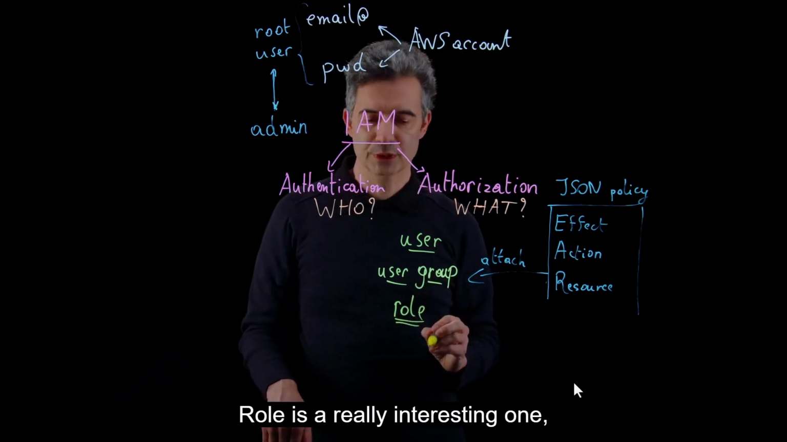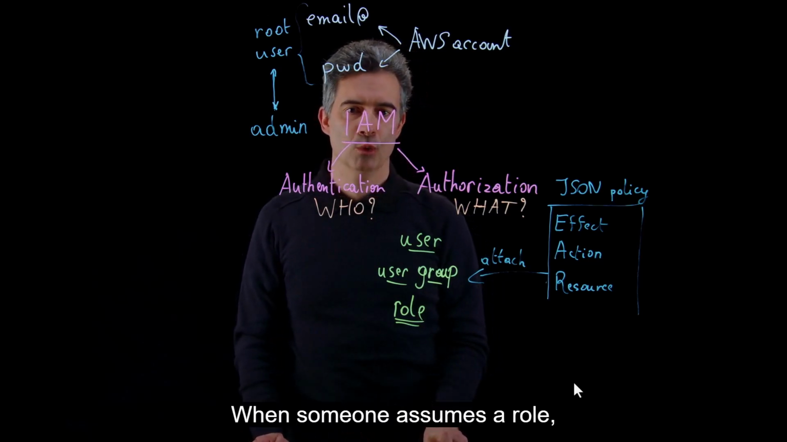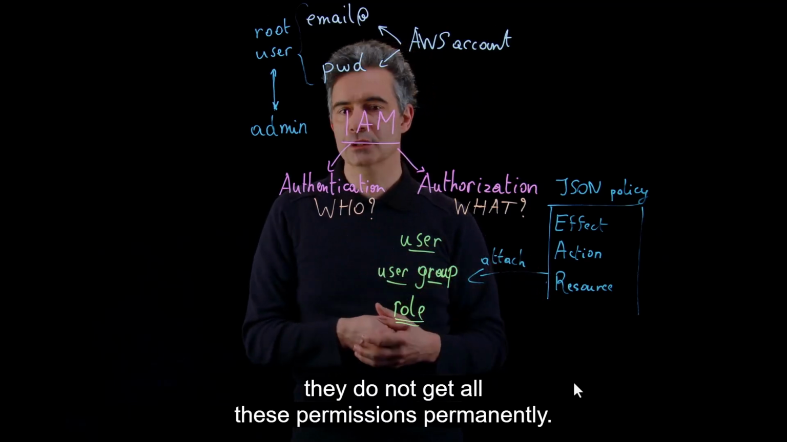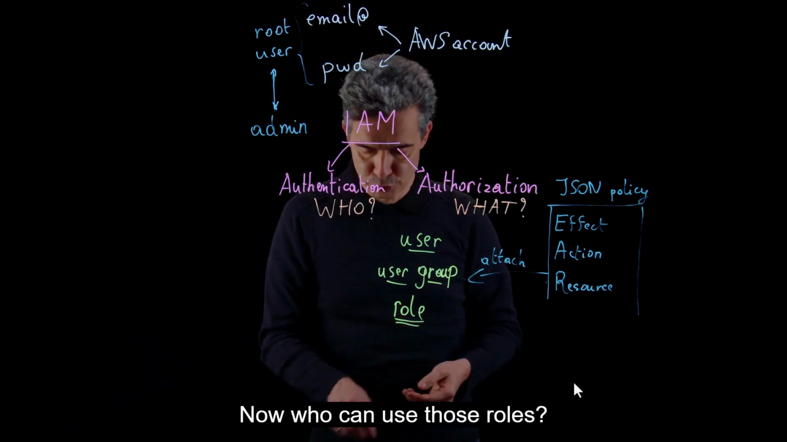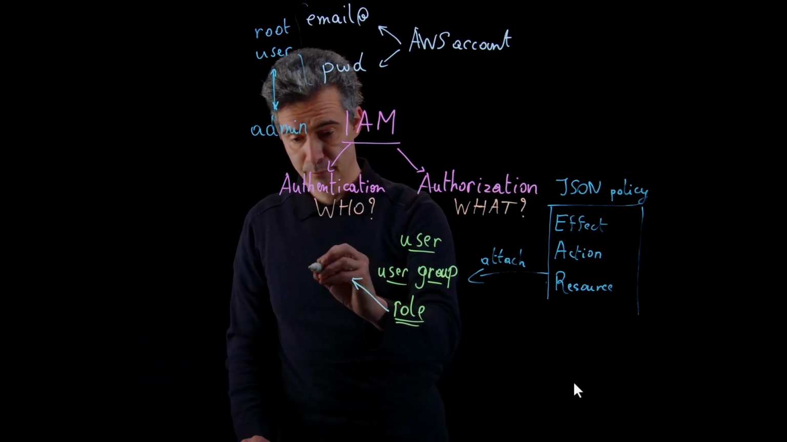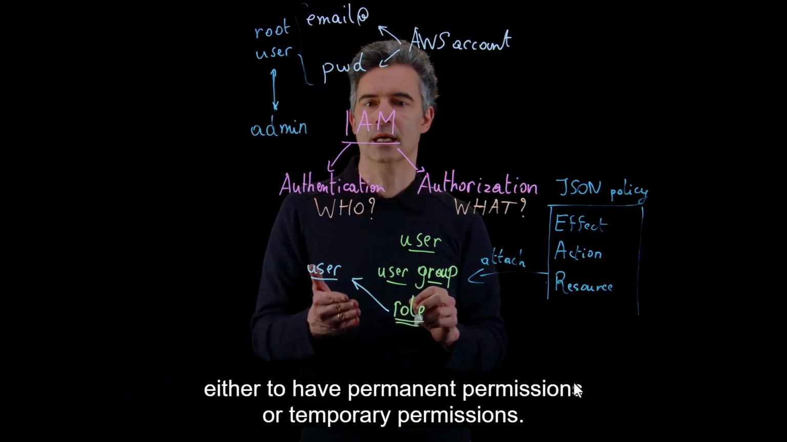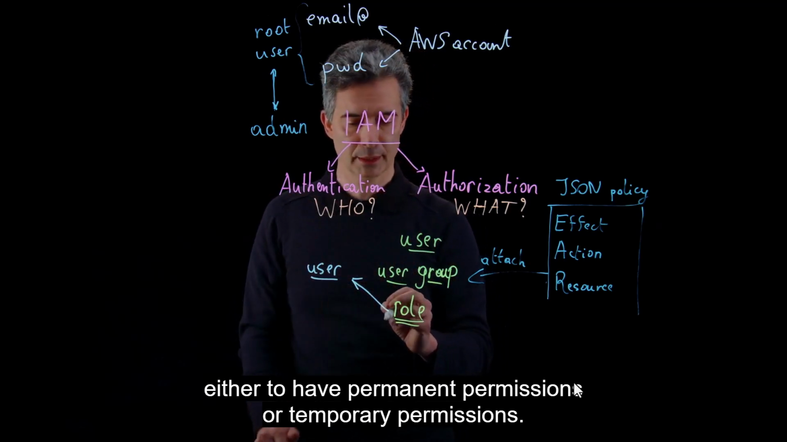Role is a really interesting one because the role represents temporary permissions. When someone assumes a role, they do not get all these permissions permanently, they get them on a temporary basis. Now, who can use those roles? The same users as before. In other words, our user has the choice either to have permanent permissions or temporary permissions.